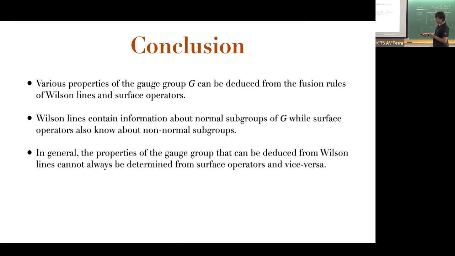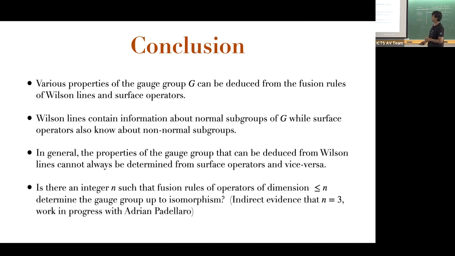Some of the properties of the group that can be found from Wilson lines cannot be found from surface operators, and vice versa. And the natural question is, is there an integer n? So we have only gone till surface operators. Is there an integer n such that fusion rules of operators of dimension less than or equal to n fixes the group up to isomorphism?